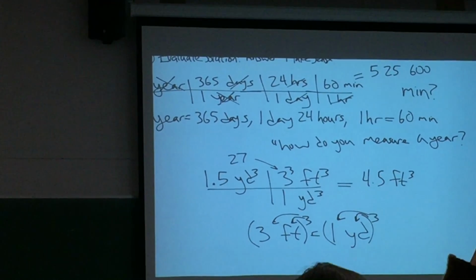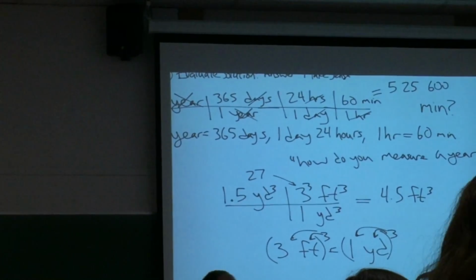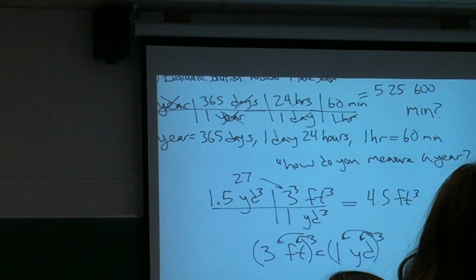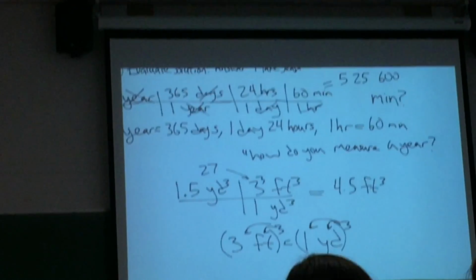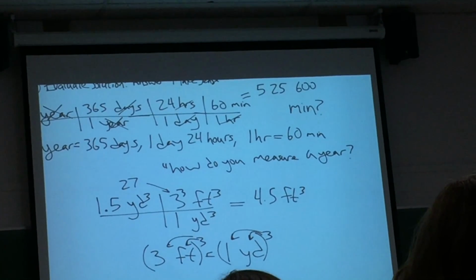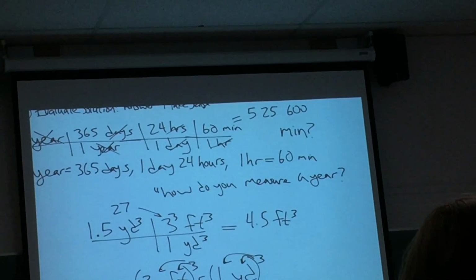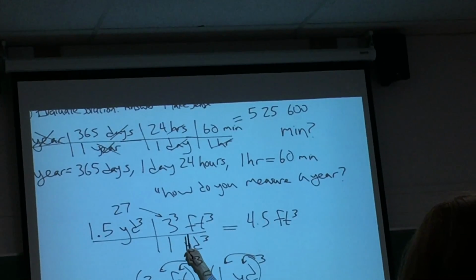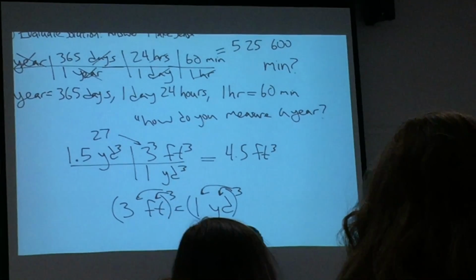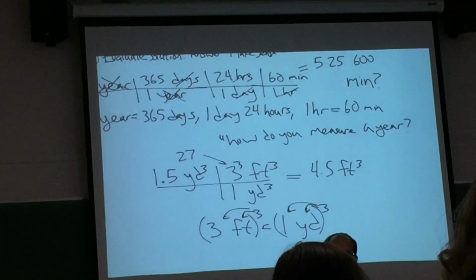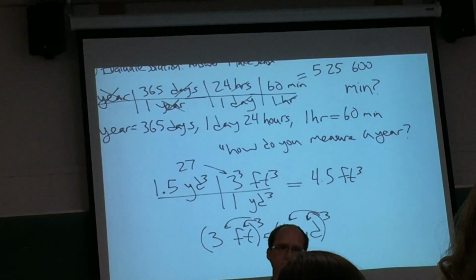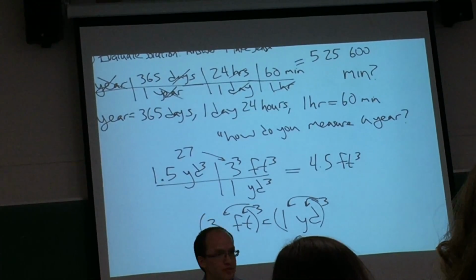So, something to consider when we do this setup is if we have a relationship where we have a unit that is cubed or squared, we can't only cube the unit, we also have to cube the relationship as well. Questions about either of these?